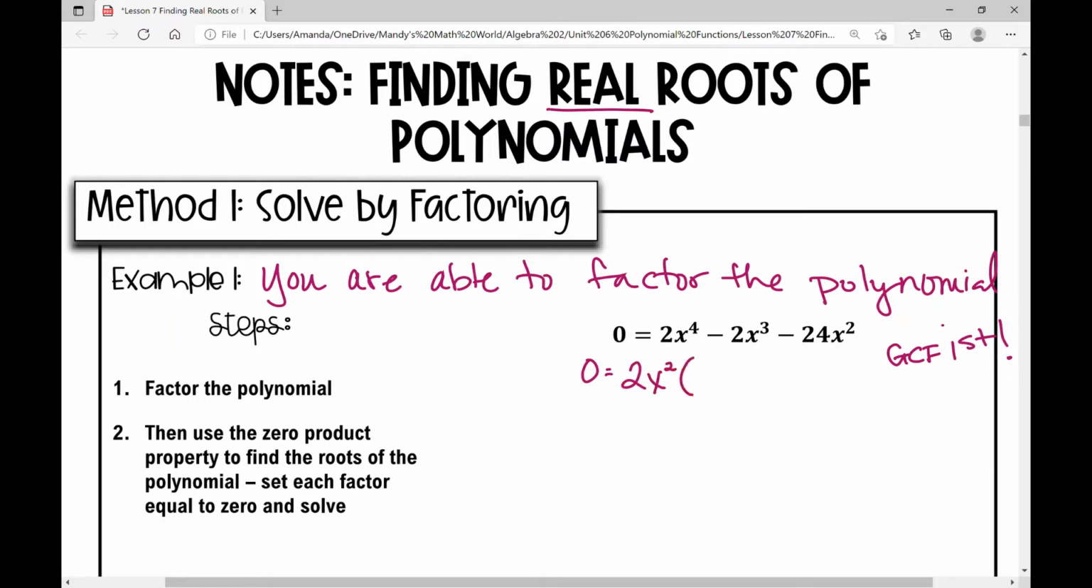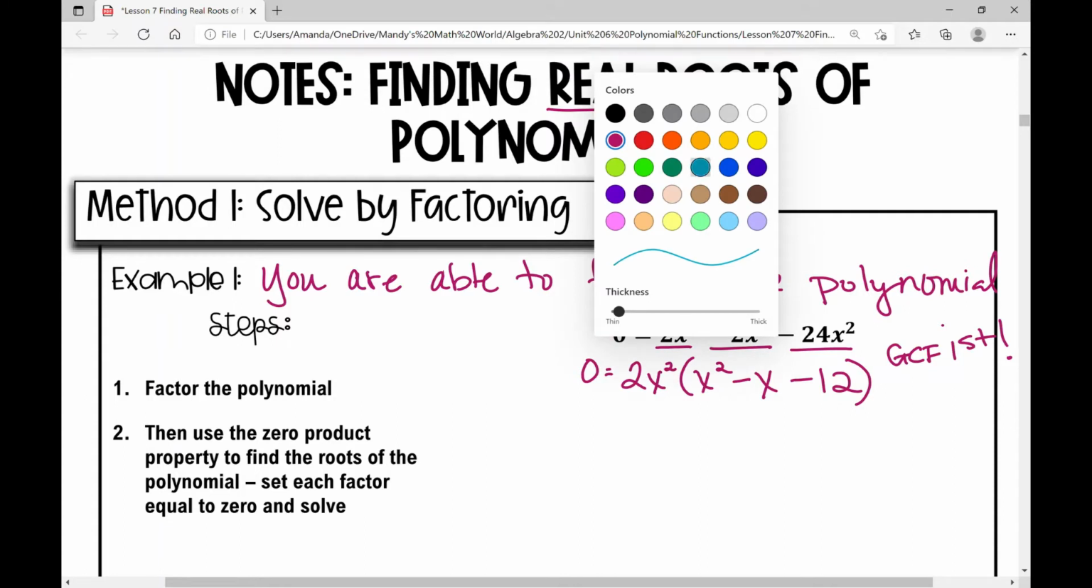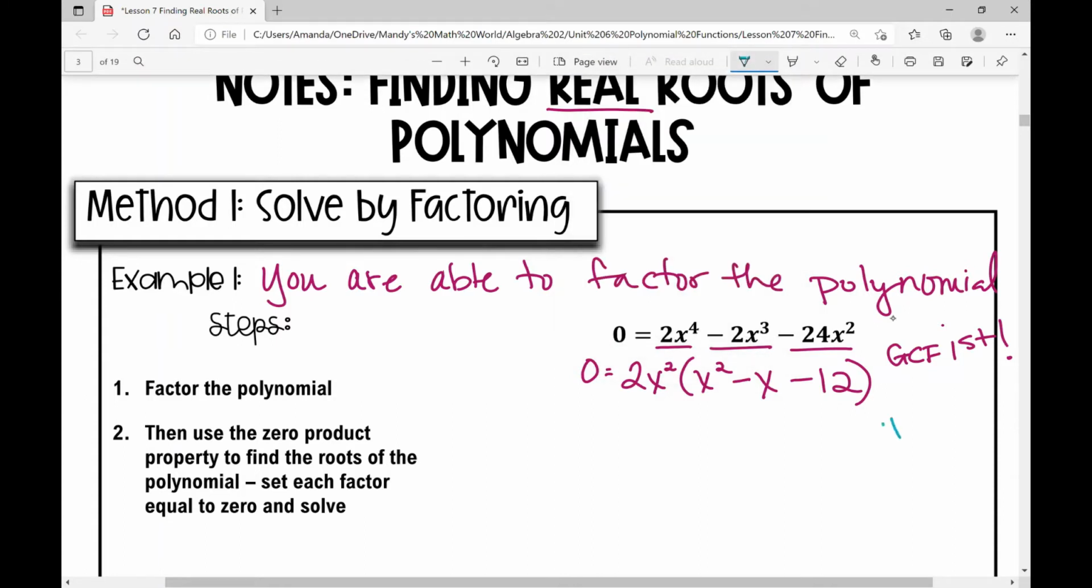When I factor out a 2x squared, I'm dividing that out of each term. So 2x to the fourth divided by 2x squared, I'm left with x squared. Moving on to our next term, when I divide that out, I'm left with negative x. Negative 24x squared, when I divide out a 2x squared, I'm left with negative 12. And now what's left is a quadratic trinomial, which I can also factor.